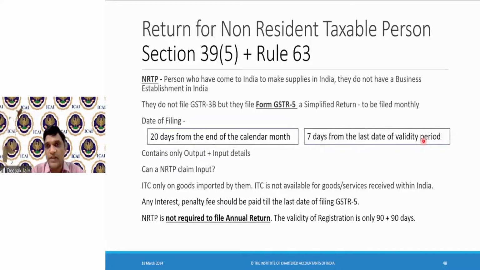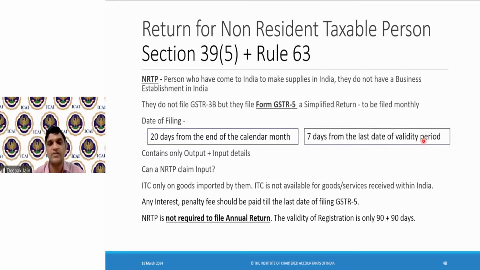On the 15th his registration lapses, then 15 plus 7 days. 7 days from the last date of validity period, which is 22nd June in this case. By 22nd he will file the returns for the month of June. He will not wait for 20th July, because he will be gone, correct? He will cancel his registration and go off. So how do you catch him? That is why, for that, it is by 7 days from the last date of validity period. Another point is why 20 days, sir?